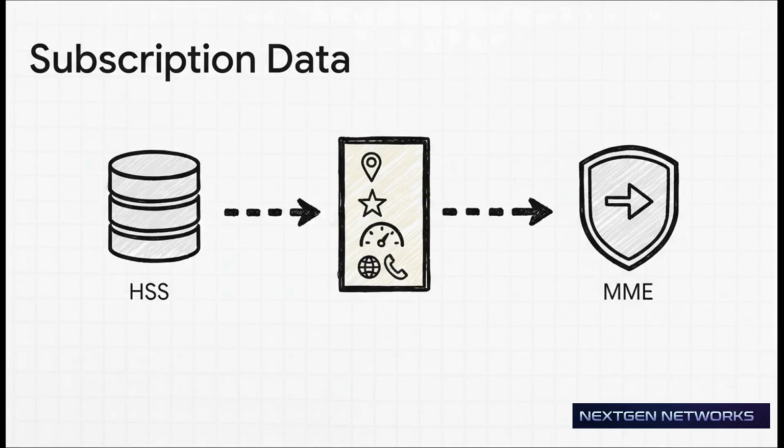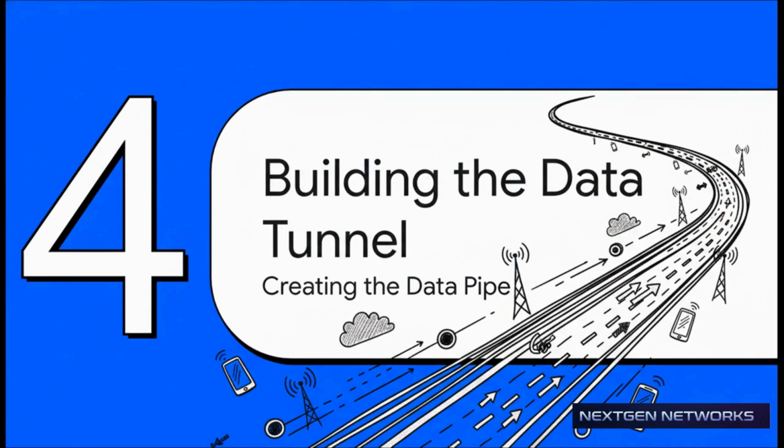So our gatekeeper, the MME, pings the master database, the HSS, one more time. But this time it's asking for your subscription profile. The HSS sends back all the important details, what your max data speed is, what services you're allowed to use, and it also makes a note of your current location in the network. Super efficient.